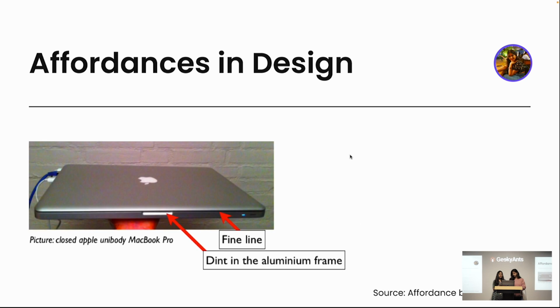For example, here we see a MacBook Pro, and this dent in the aluminium frame, the only irregularity in this plane, invites the user to place their finger and push, a gentle push can open it like a clamshell. So did we need a label or instruction here, or a picture that says you have to do it this way to open the laptop? No, we just thought that yeah, it could be possible. So here we have taken advantage of affordance.